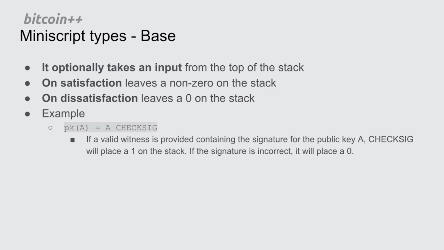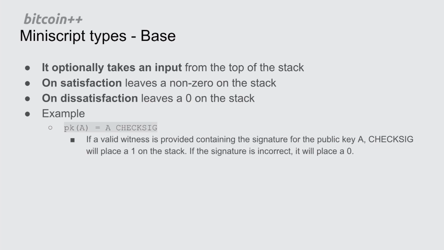Base type optionally takes an input from the top of the stack. On satisfaction, it leaves a non-zero on the stack. And on dissatisfaction, it leaves a 0 on the stack. So those are some very basic rules dictating this base type. An example of a base type is just using pk(A), which takes a signature for the public key A of a transaction. If a valid witness is provided containing the signature for the public key A, CHECKSIG will place a 1 on the stack. If the signature is incorrect, it'll place a 0. Again, very basic examples with these basic scripts.